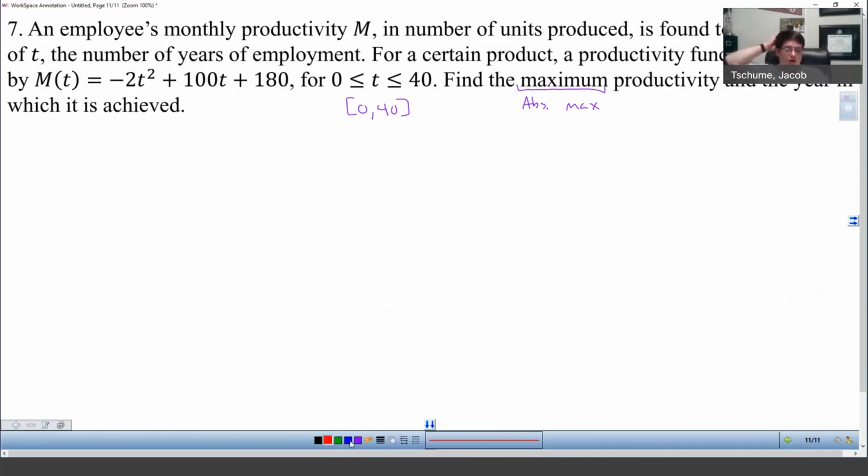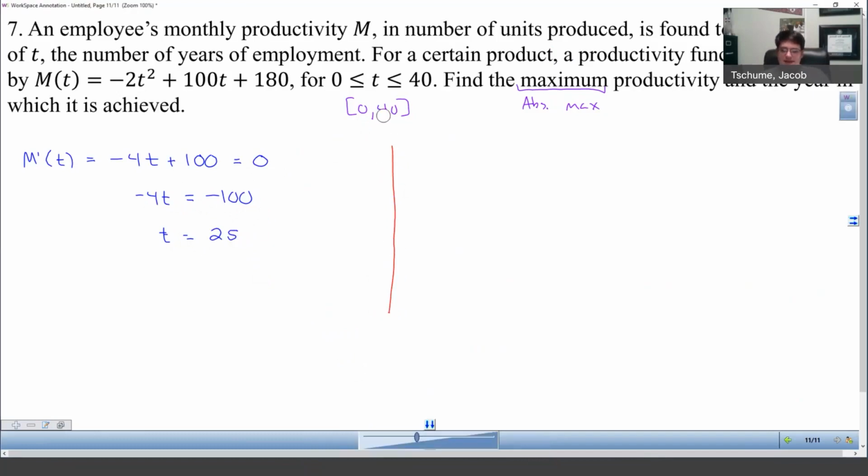So step number 1 is I need to find my critical values. So I need to find m prime of t. So take the derivative of your function. That would be negative 4t plus 100. And I'm going to set that equal to 0. Subtract the 100 over. So negative 4t equals negative 100. And then dividing both sides by 4 gives me t equals 25. 25 falls in my interval, so it's okay.